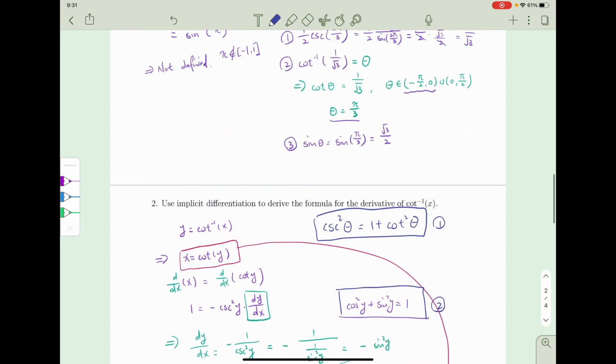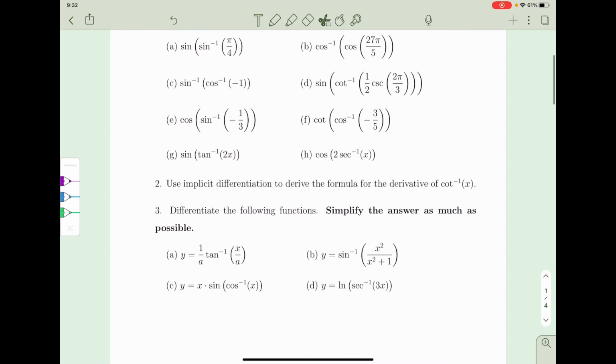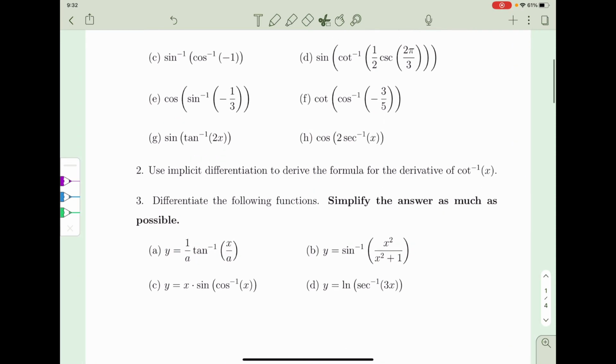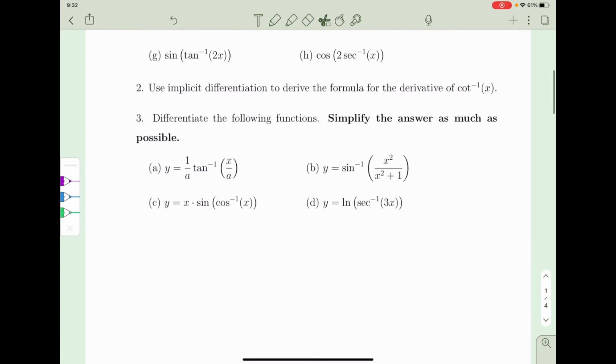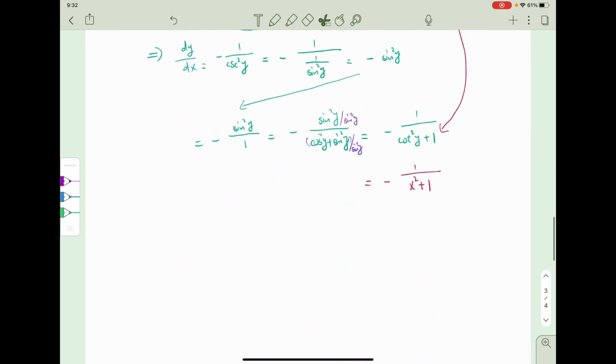Okay. Now let's move on to question 3 here. Question 3 seems a little bit intimidating. Differentiate the following functions and simplify the answer as much as possible. We know that in our 1500 we don't have to simplify the expression, right? But here it asks us to simplify, so you may need to be careful about your computation. So it's more difficult here. Simplify this answer.